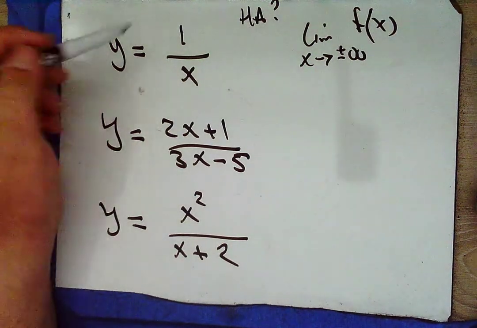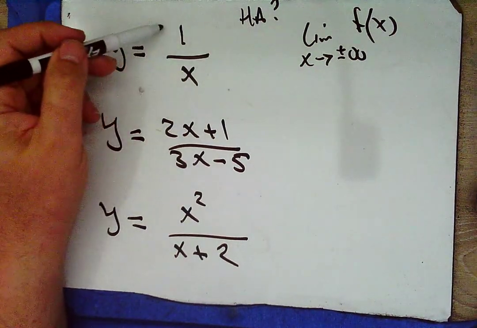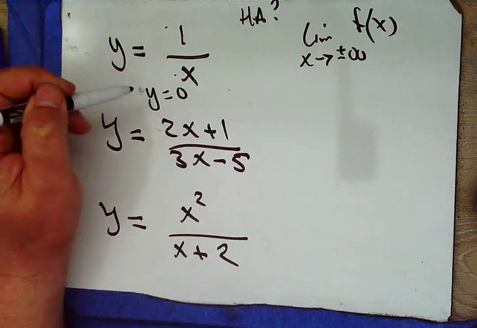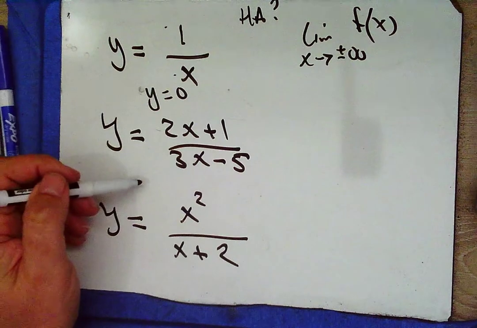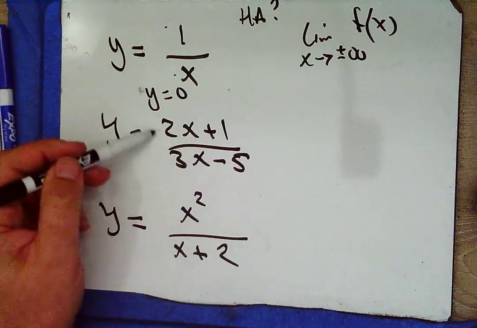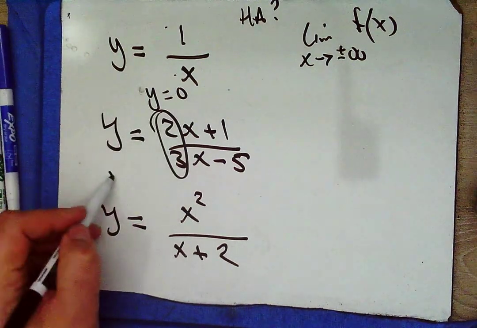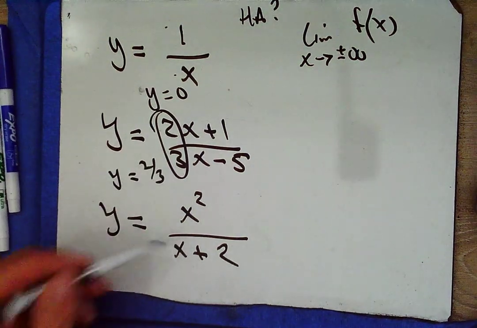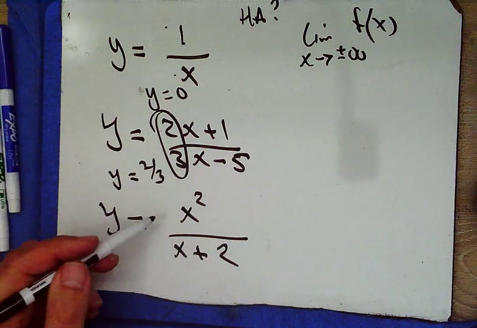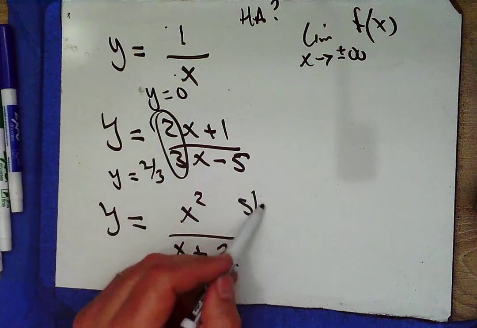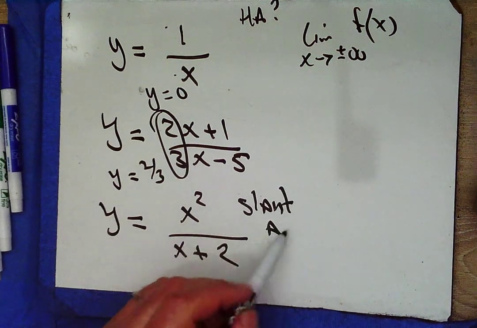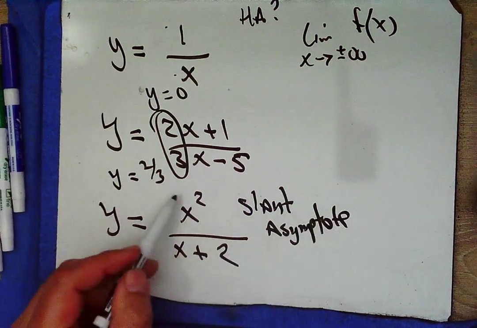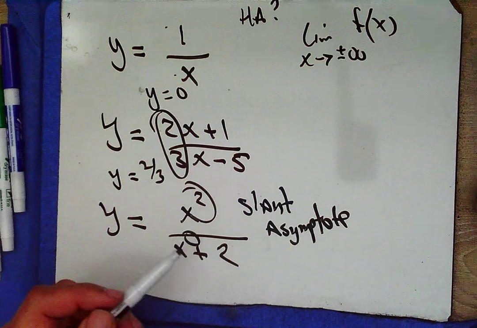So let's think about that. Where was the horizontal asymptote when the degree on top was smaller than the degree on the bottom? That was at y equals 0. Okay. Where was the asymptote when the degrees were the same? Oh, we said the ratio of leading coefficients. And here we said, oh, there's not a horizontal asymptote, there's a slant asymptote, because the degree of the top is bigger than the degree on the bottom.